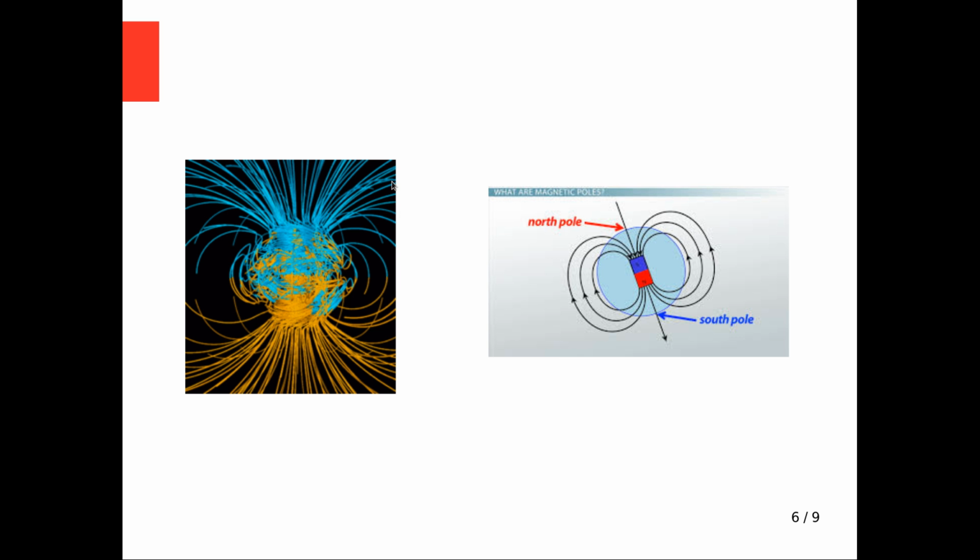So here we have a diagram of the magnetic field of the Earth. We have a north pole and south pole, and we can see that it has a slope.